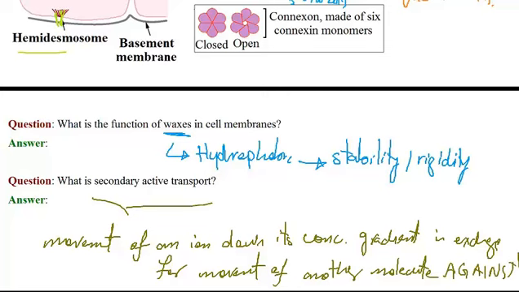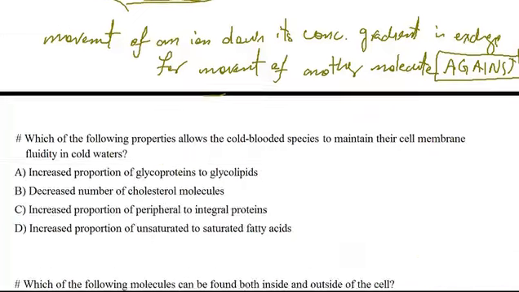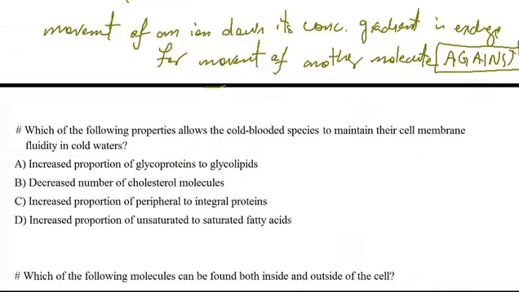So again, since a molecule is being moved against its concentration gradient, it's considered an active transport, except that instead of using ATP, like for instance the sodium potassium ATPase pump, or instead of using the energy that is stored in FADH2 and NADH, it just uses movement of one molecule down its concentration gradient, and from that energy it moves another molecule against its concentration gradient. Okay, so now let's move on to the practice questions.